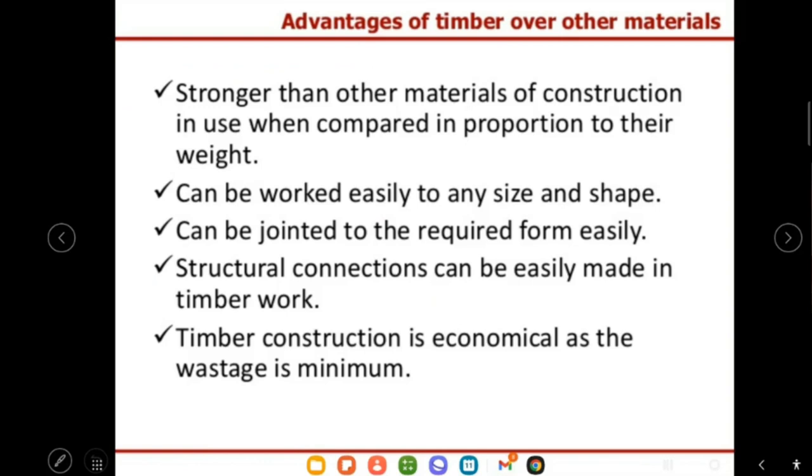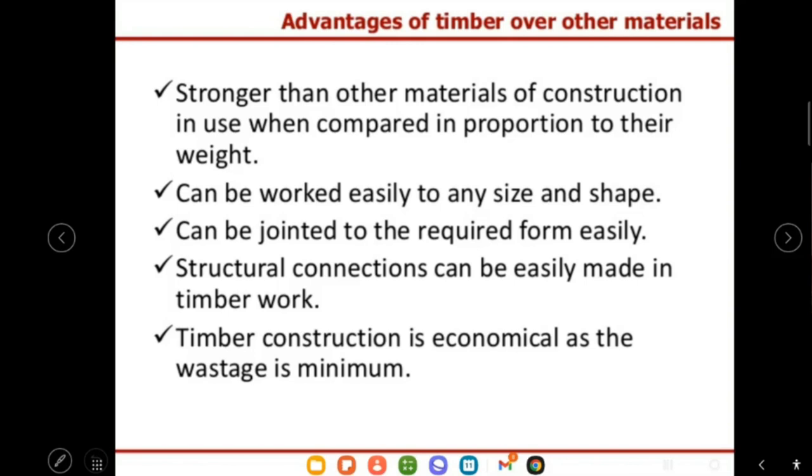And then the advantages of the timber over other materials, let's say concrete and also steel. So actually, timber is stronger than any other materials of construction, if we compare the proportion to the weight. Okay, if we compare to the weight. So we know that steel is very strong and concrete is very strong, but then they are very heavy. Okay, so if we take the compressive strength of this material divided by its weight, and compare with the capacity of the timber divided by its weight, the timber actually is better.